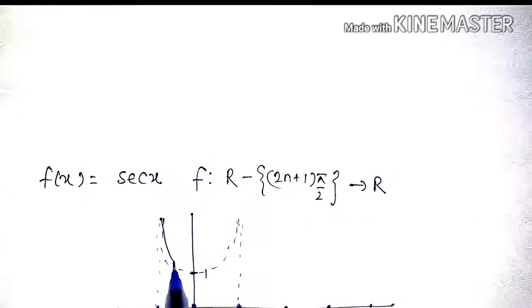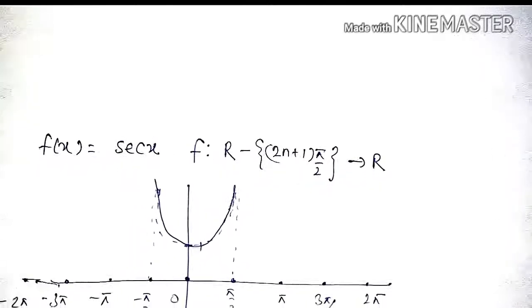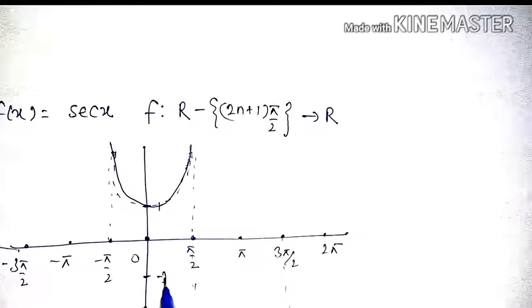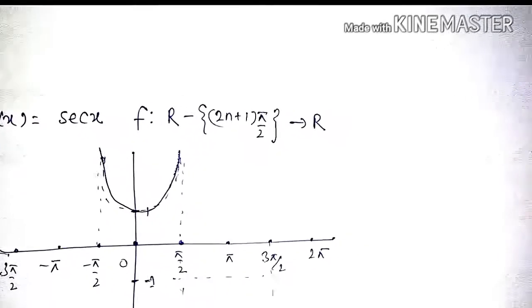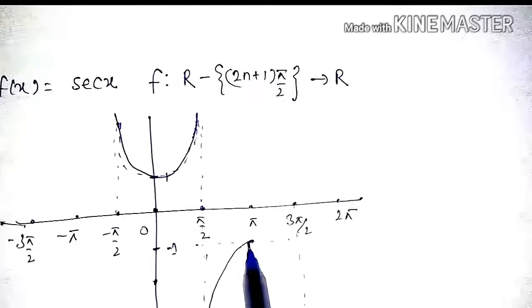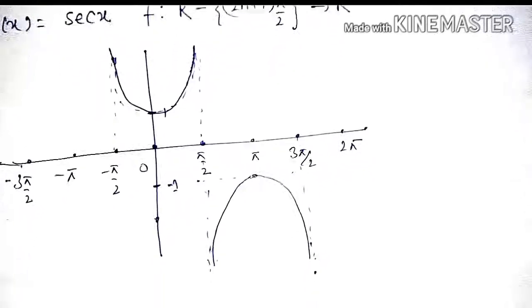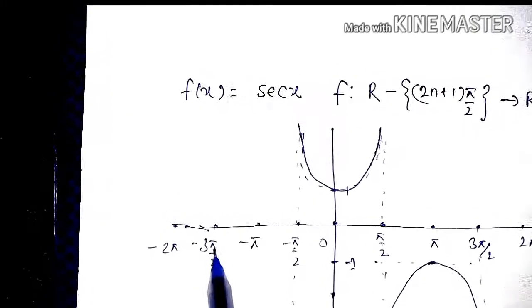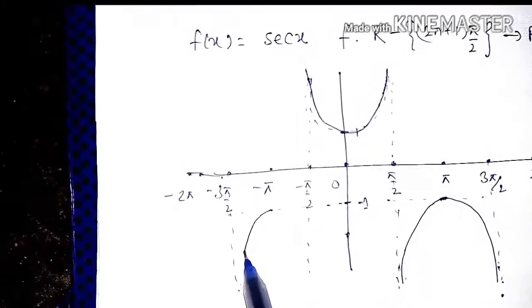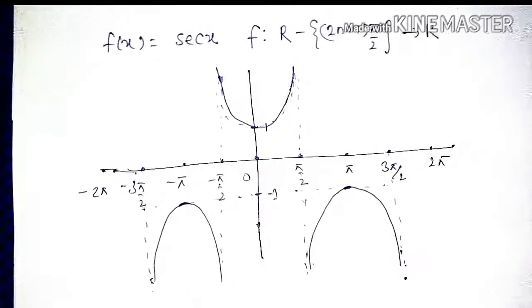This function has value 1 at point 0, and the function is not defined at -π/2 and π/2, and it has value -1 at π, and it is not defined at π/2 and 3π/2. Similarly, at point -π the function has value -1, and this function is not defined at -3π/2 and -π/2.